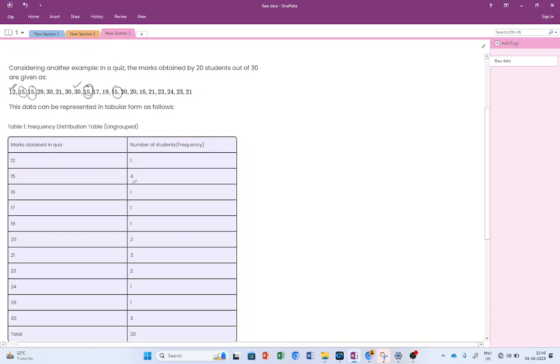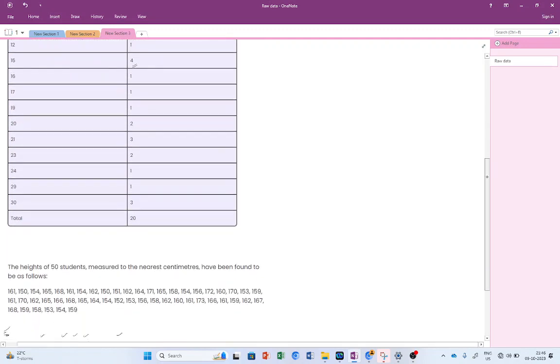This split-up of marks and number of students forms a new type of data which is called the discrete type, and the number of students here is called the frequency. So you have scattered data, and you are just formulating it into a table where you split it into two columns. One is called the normal xi column, another one is called your frequency column. So this is the discrete type.